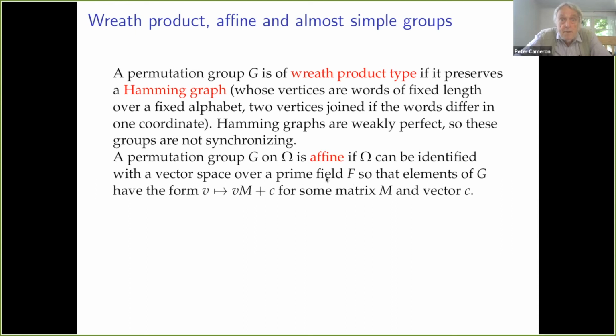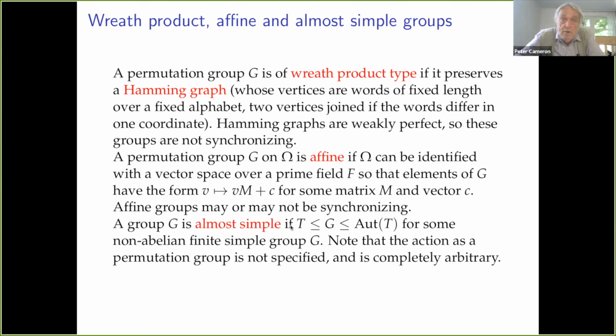Affine groups: you start off with a vector space over a prime field, a field of prime number of elements, and the elements of the group are, you apply a linear transformation to the vector and then add on a constant vector to the result. And so it depends what linear transformations you allow yourself. You add on all possible constant vectors, but what linear transformations do you use? Well, sometimes you get a synchronizing group and sometimes you don't. And the answer to that is not completely known yet, though there is some work on it.